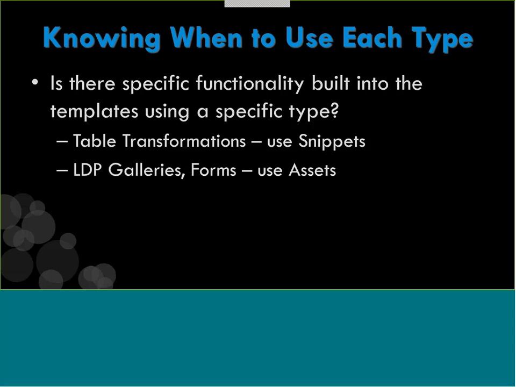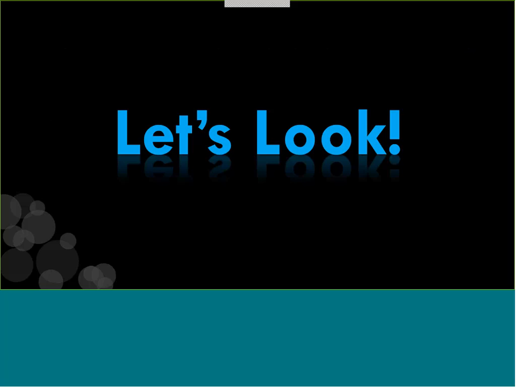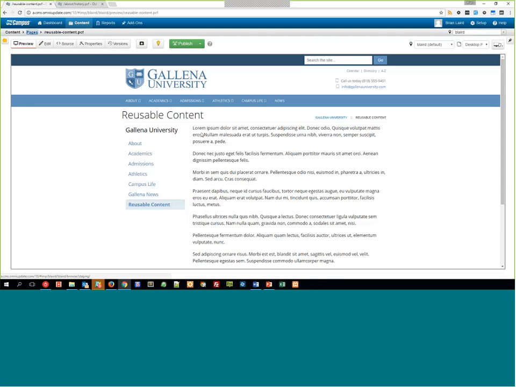So with that overview, let's go ahead and take a look inside of OU Campus at a couple different examples of reusable content and how we can set them up and use them. Just give me one second here, and I am going to switch over to OU Campus. There we go. And so here we have a website, and it's using Galena University here.